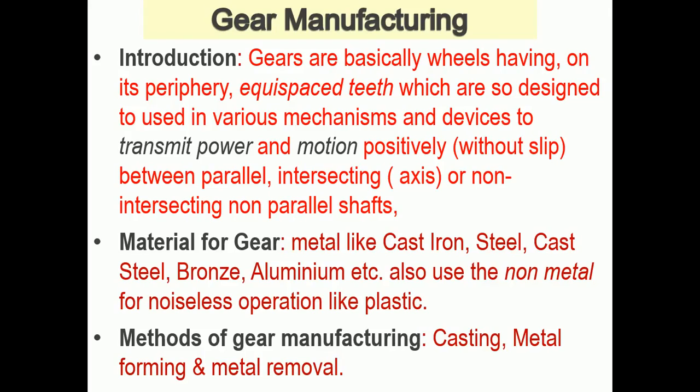So what are the materials required for gears? There are two types of materials: metals and non-metals. Metals like cast iron, cast steels, bronze, aluminium, etc. And also non-metals like plastics, used for noiseless operation.